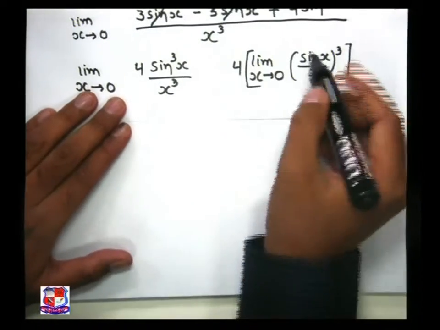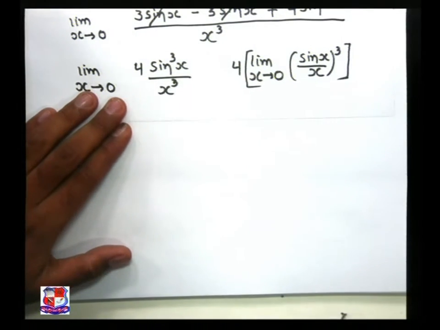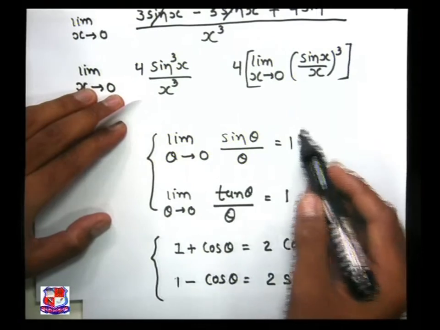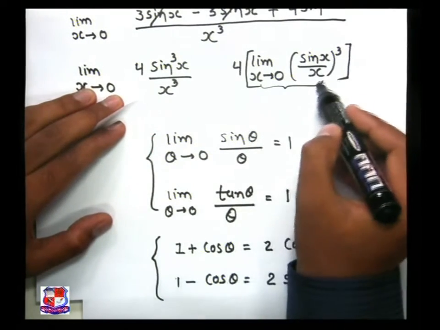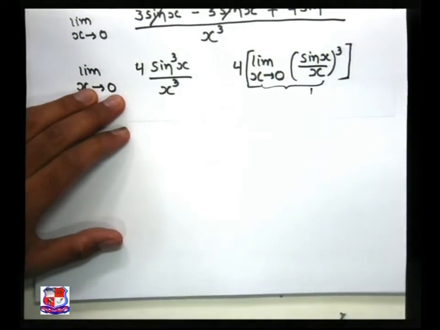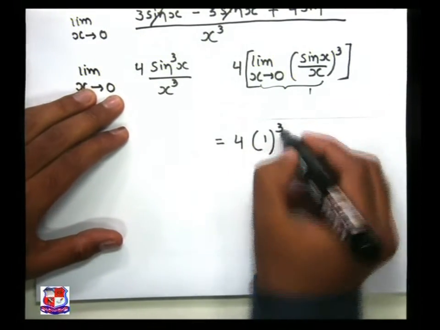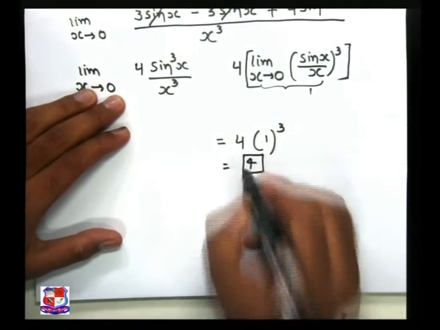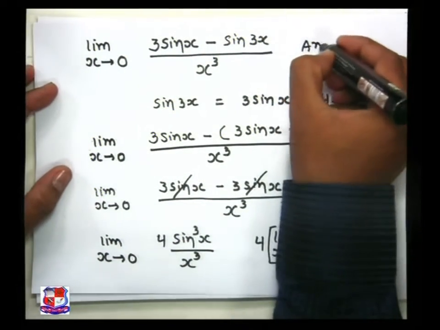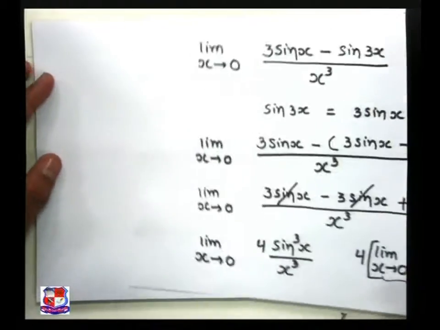Now the next step is to simplify. Here limit x tends to 0 sin x by x, and now just compare with our base formula. Theta tends to 0 sin theta upon theta, that we call 1. So finally inside the bracket we get 1, and the remaining 1 cube is also 1. So finally we apply the limit with 4. Here the answer is 1 cube, and finally the answer is 4. So we write our answer value, that is 4. Now we move to our next question.